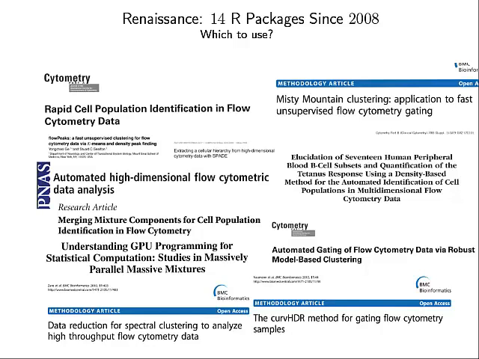That all changed starting about 2008. There was a bit of a renaissance. And since then, 14 different R packages have been released that do automated gating. There are about 20 packages in all. Some are not in R, but we're just going to put this in an R workshop. There's some other stuff that's sort of one-off approaches, like in Python and Java. But by and large, 14 out of the 20 packages that have been published are in R. So it shows you the power of R for doing what you want to do.